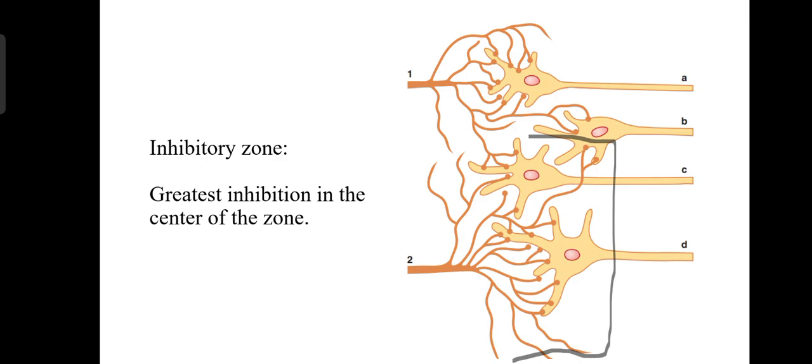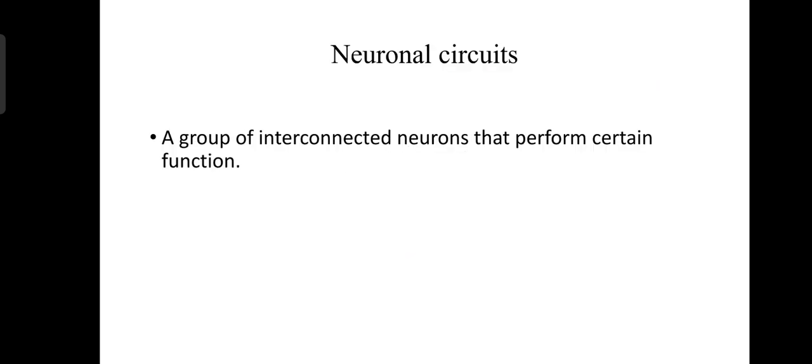If this neuron is inhibitory, then this whole zone is called an inhibitory zone, and the maximum inhibition will be in the center of this zone. Now, how these neurons are interconnected together to perform a certain function, we call neuronal circuits.